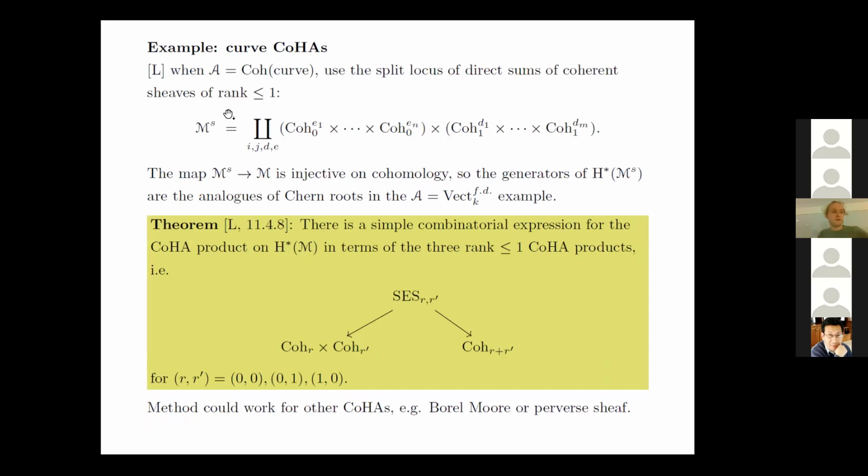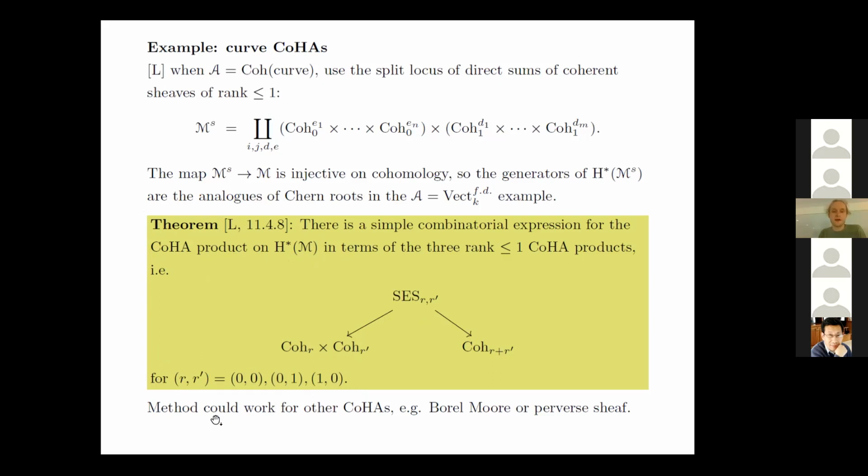Secondly, if you apply this result to coherent sheaves on curves, you can get a partial new result for formulas of CoHAs. So it's expressing the CoHA product for the moduli stack of coherent sheaves on the curve in terms of 3 simpler CoHA products. So the rank 0, 0, 0, 1, and 1, 0. So extensions of a rank 0 by rank 0 coherent sheaf, 0, 1, 1, 0. And to various degrees, you can understand these maps quite well.